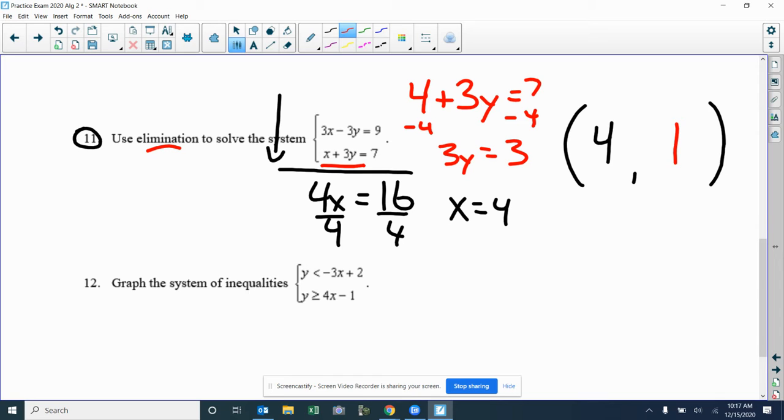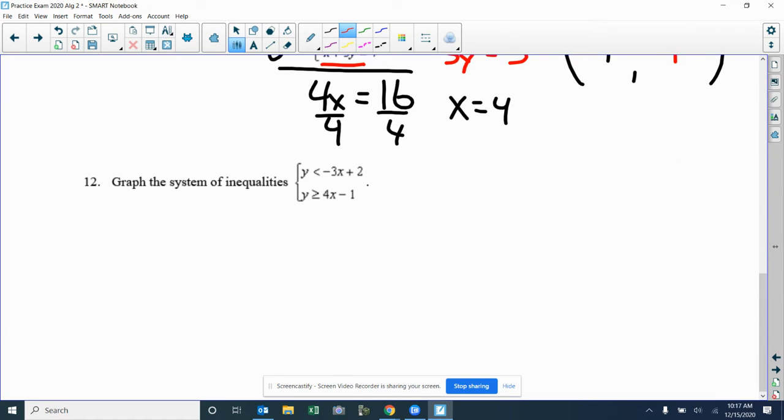Elimination: same number, different signs, and you add straight down. We did quite a few of those, didn't we? So we should feel pretty comfortable. Is everybody okay with that? Number 11. Note takers, of course, you can always go back and watch the video.